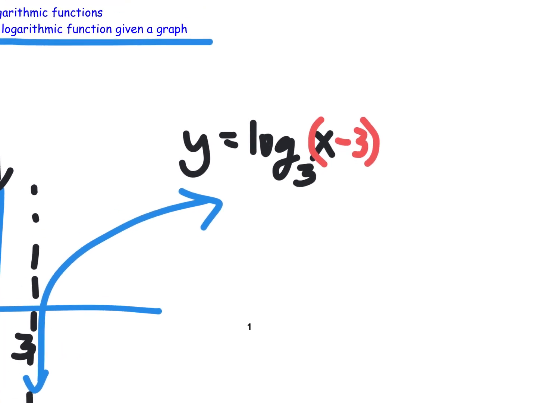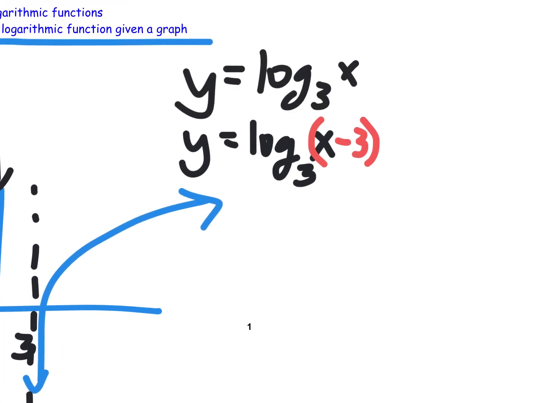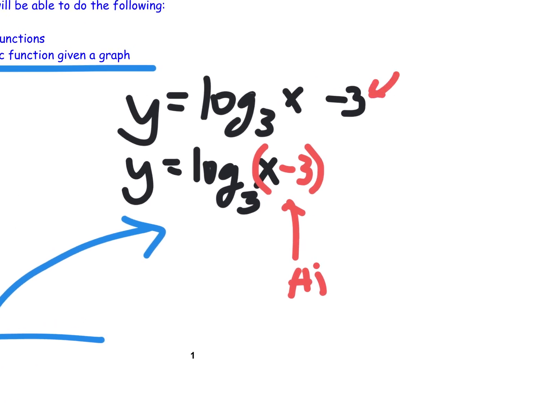If I did it wrong by accident and just said log base 3 of x minus 3, do you get that means the whole thing went down 3? So all this would take is the parentheses in the wrong spot, and this moves inside. And remember, it's horizontal on the inside. Stuff on the outside, that would be vertical. And that would mean the whole thing got moved down 3.